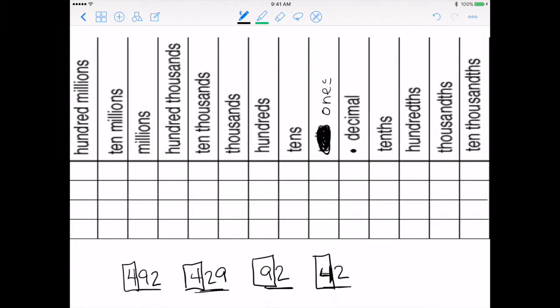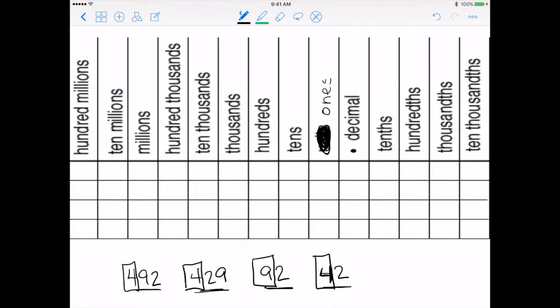Now, if we just scan through this very quickly and weren't paying attention to the place value, what would you think is the greatest number? You're going to see that 9 and all the rest are 4s, and you're going to think, oh, there's a 9 as the first digit in that number. It's got to be the biggest number. But is it?